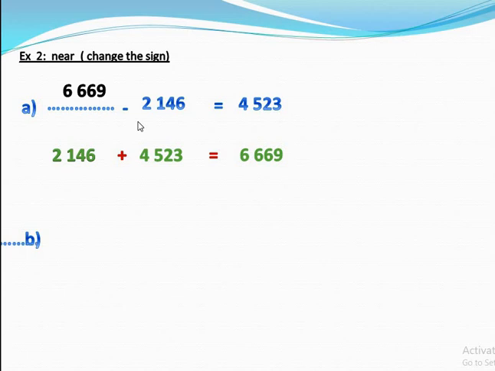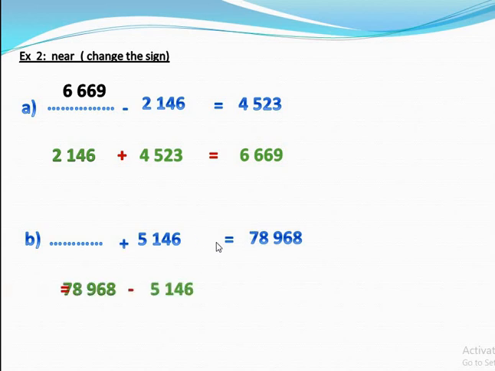Letter B, missing plus 5146 equals 78,968. So here we don't have a space between the two numbers, so these numbers we call near numbers. So we are going to change the sign. If I want to change the sign, plus will be minus, so 78,968 minus 5,146. It will be 73,822.